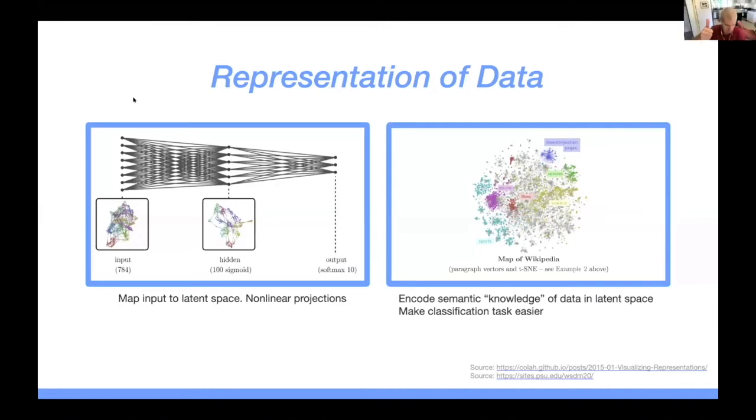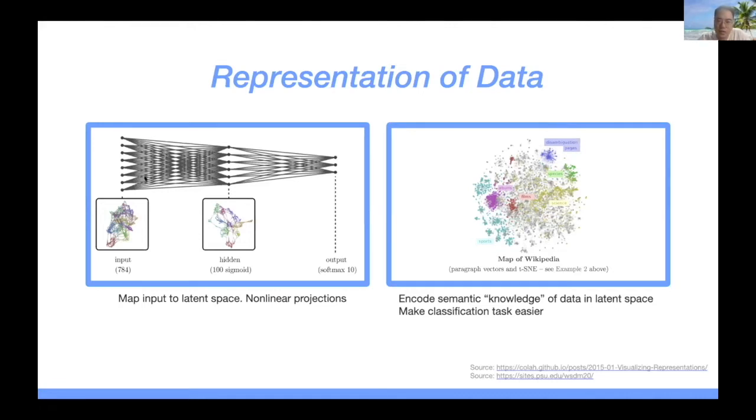So what is representation of data? Representation learning is basically mapping raw features into a latent space. In that latent space, the representation of data would be more robust, so if you train your model in that latent space, the task would be easier.